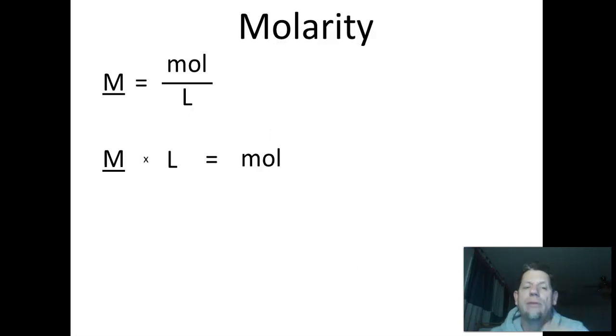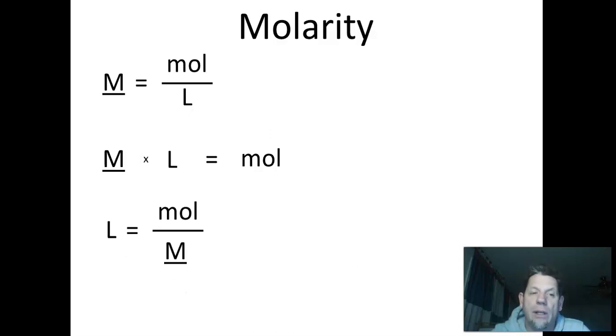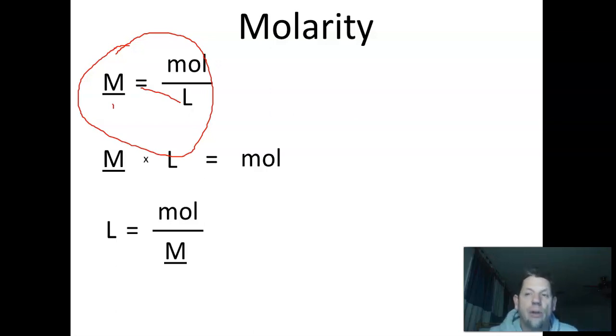But what if I need to know the volume? What if they said I have this many moles and I make this molarity? What's the volume? To get volume, it's moles divided by molarity, because we're just rearranging the equation. If we cross multiply, remember molarity over 1, liters times molarity equals moles. Then I need liters by itself, so I divide both sides by molarity. So moles divided by molarity solves for the volume in liters. Molarity is on the bottom, right here.